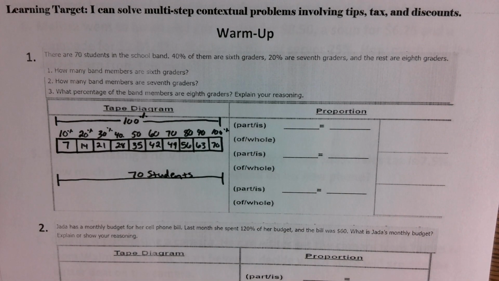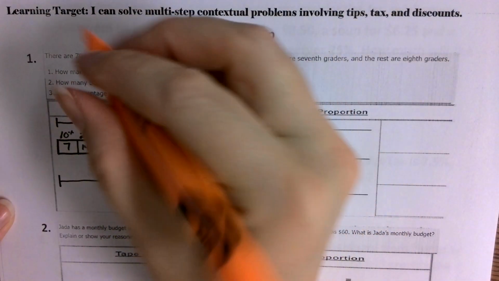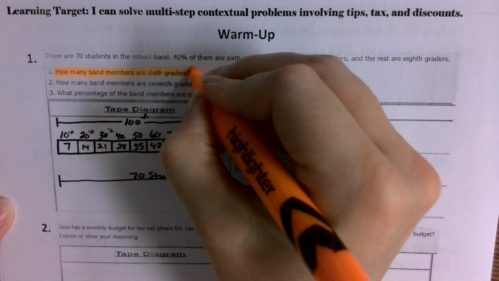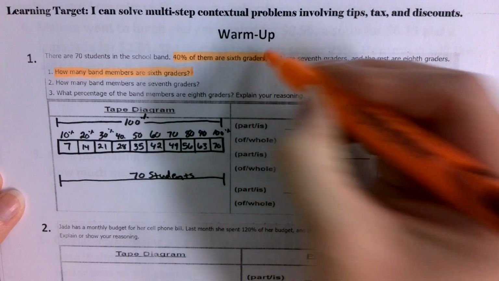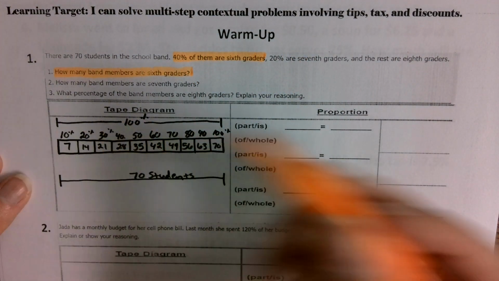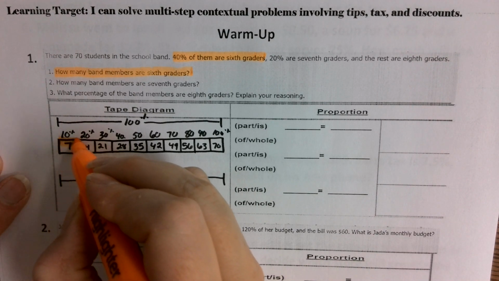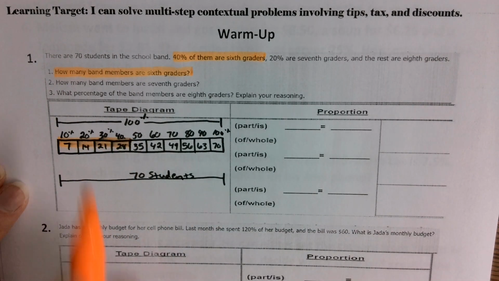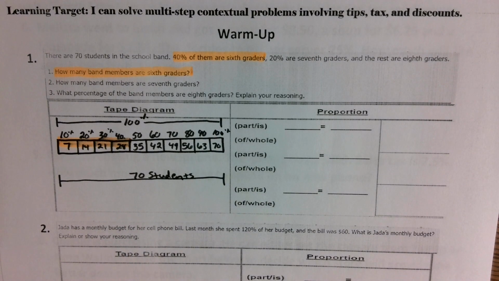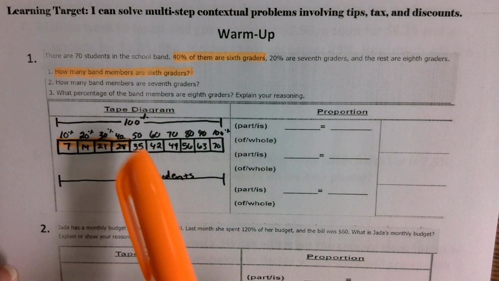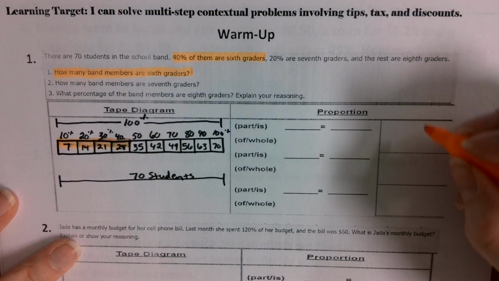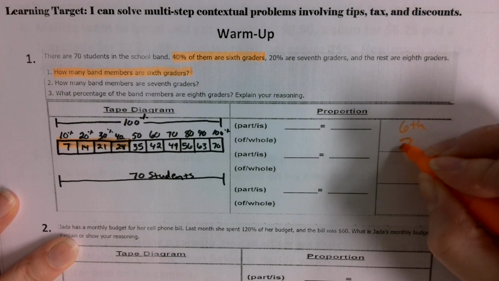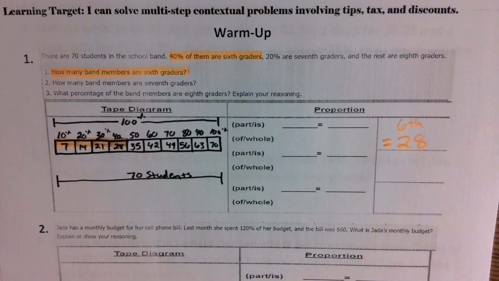So the very first question was asking how many 6th grade band members there are. I know that 40% are 6th grade, so I'm going to identify 40%. That means I'm highlighting those first 4 boxes. Those first 4 boxes are highlighted as 40%. How many people is that? How many 6th graders? 28, right? For 6th grade, there are 28 students.